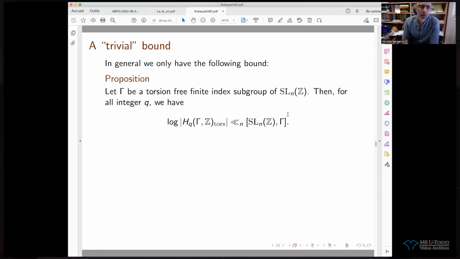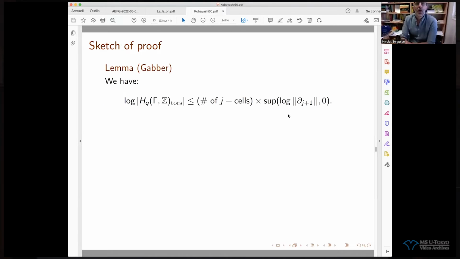Let me explain roughly the idea behind this bound. This is really just a sketch. There is a nice lemma that I think was first mentioned by Gabber, which is a very general lemma. It concerns any Gamma, and the log of the torsion homology of Gamma. If you think of the usual homology of Gamma, you can compute it with any finite complex that computes the homology, so if you bound the number of cells in the complex, you get a bound on the Betti numbers.